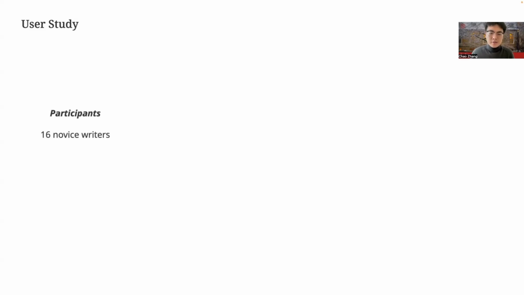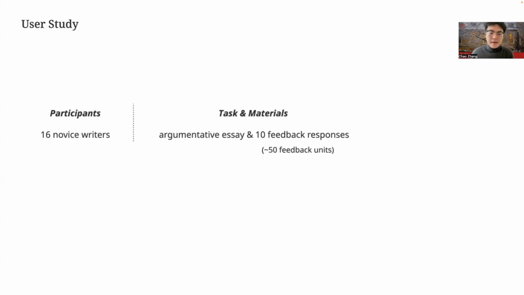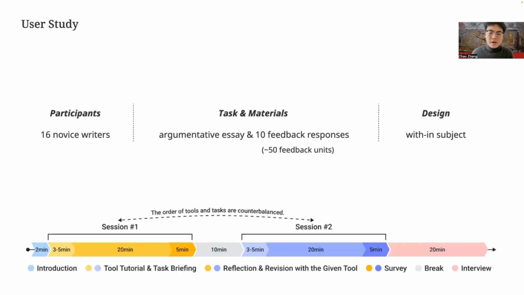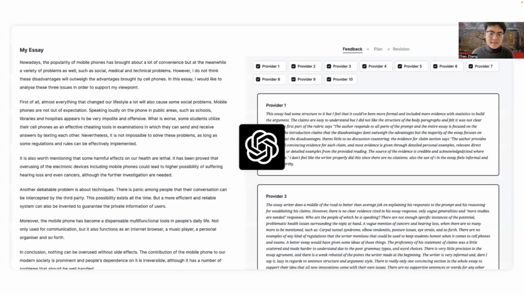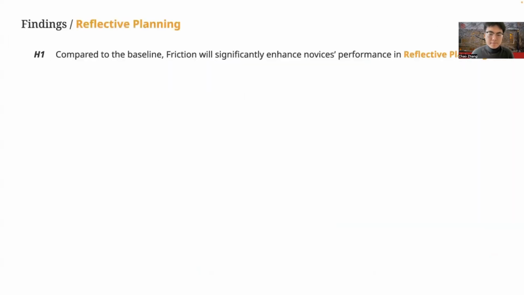We recruited 16 novice writers and prepared 2 argumentative essays with 10 feedback responses for each. Each participant is tasked with revising an essay based on the 10 feedback using either our system or the baseline in a counterbalanced within-subject study order. The baseline system shares a basic similar interface with Friction, but powered by the conversational user interface of ChatGPT.